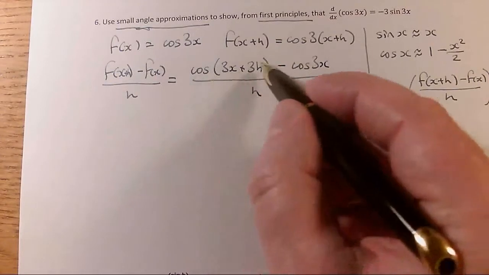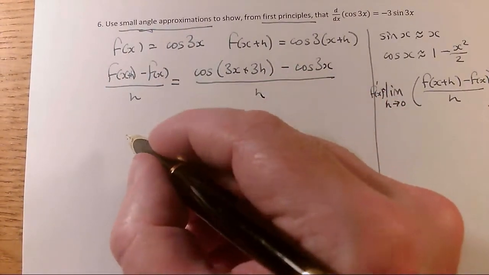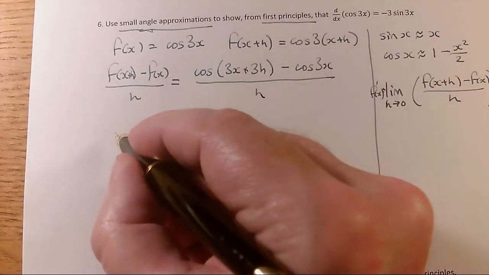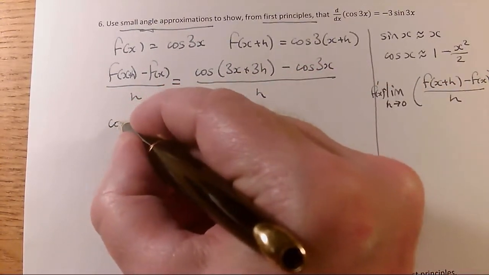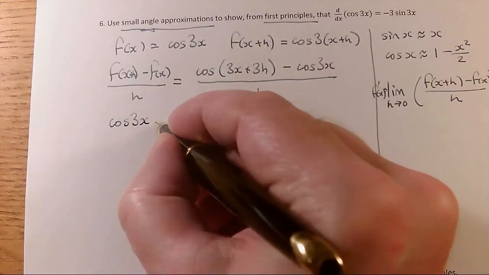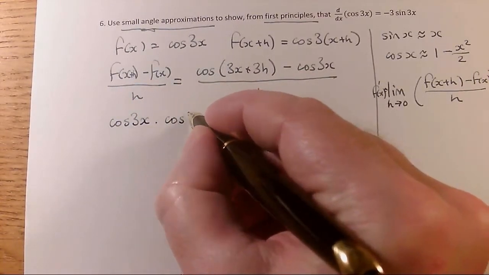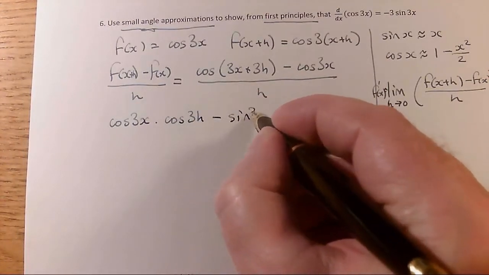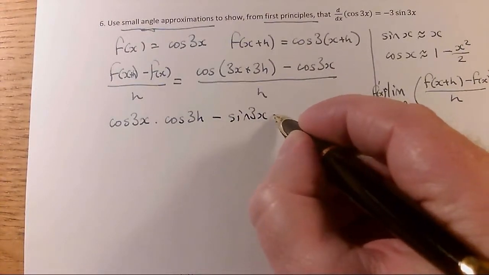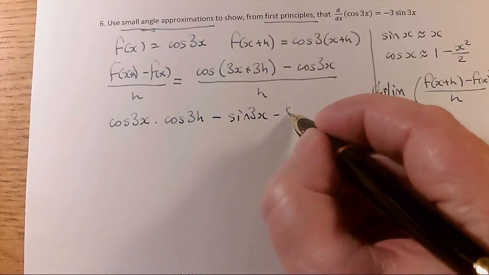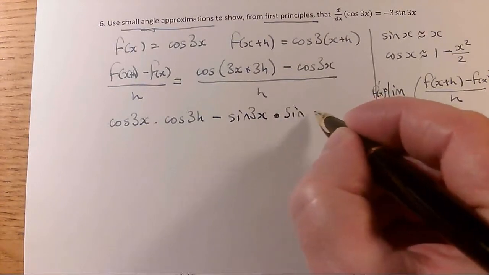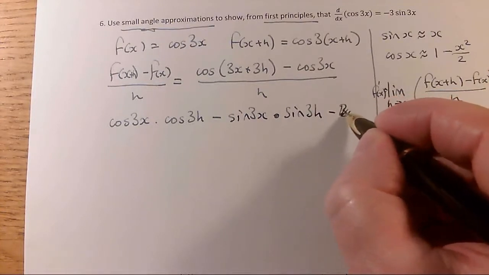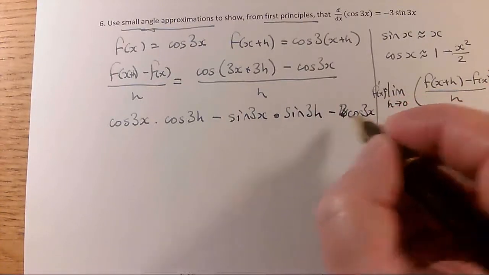Okay, so how am I going to deal with this? Well, I'm going to have to expand this using addition formulae. So the formula for cos of a plus b is cos a times cos b minus sin a times sin b. So I'm going to get cos of 3x times cos of 3h minus sin of 3x times sin of 3h minus cos of 3x all over h.